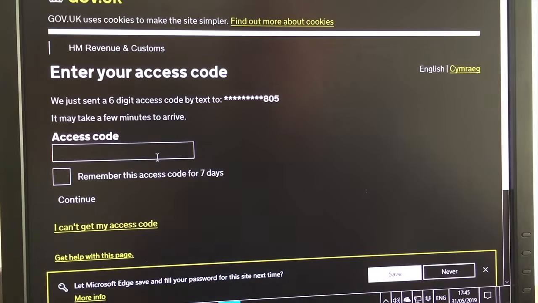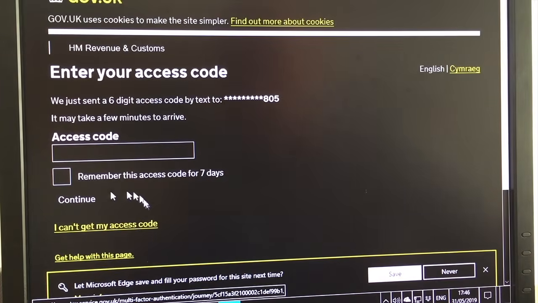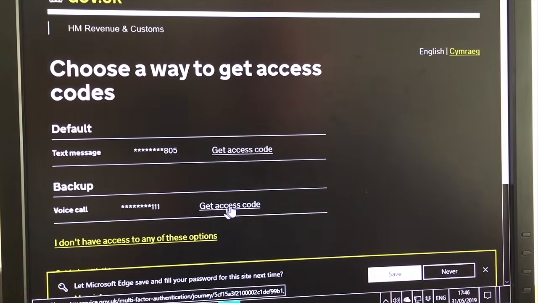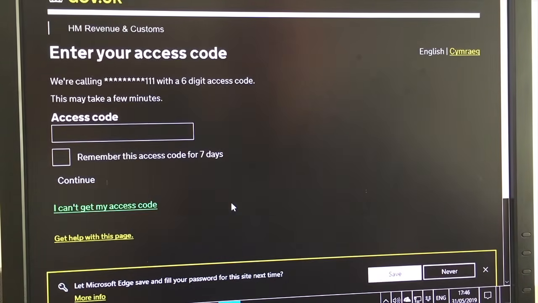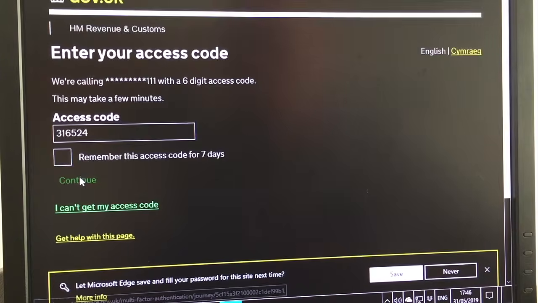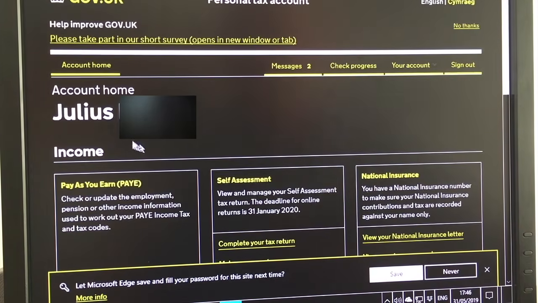It will give me an access code, which I know I can't get at the moment because that's going through to an old mobile. So I'm going to say I can't get this, and I'm going to put in my telephone number. That's the one, and you'll hear a telephone call in a second, I hope. There you go, and then I answer that. Okay, I've just entered in my access code and hopefully this will take me in. Okay, yep, that's done it.